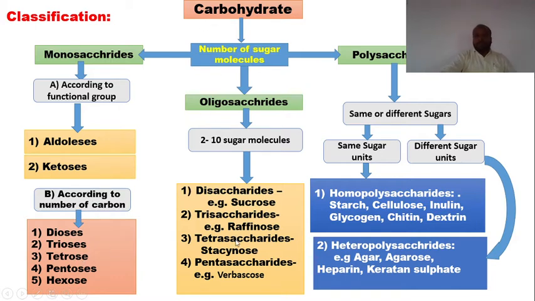In oligosaccharide, oligo means there are a few sugar molecules. Few means 2 to 10 sugar molecules, then it is called an oligosaccharide. So there are disaccharides, trisaccharides, tetra- and pentasaccharides. So there are 4 groups in oligosaccharide. And in polysaccharide, there are 2 groups, homopolysaccharide and heteropolysaccharide. The homopolysaccharides have the same sugar unit, and the heteropolysaccharides have different sugar units. So I think you have understood the classification of carbohydrates.